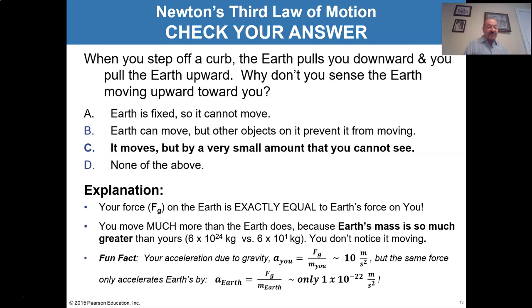So the Earth, if you actually do the calculations, and I wouldn't worry too much about the calculations, just understand the concept here. Your movement is 10 meters per second squared. That's your acceleration due to gravity. The Earth's acceleration due to gravity is 1 times 10 to the minus 22 meters per second squared. That works out to, if you wait for the time of the acceleration to go on, it's still less than the width of a proton. So you don't notice it because it's impossible to notice.